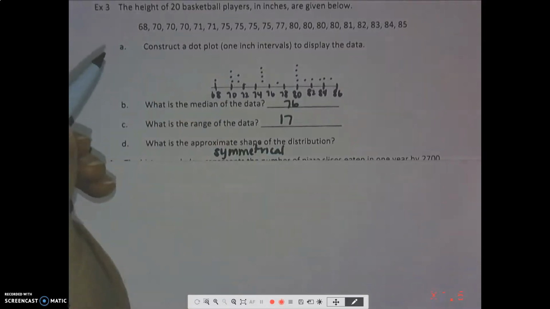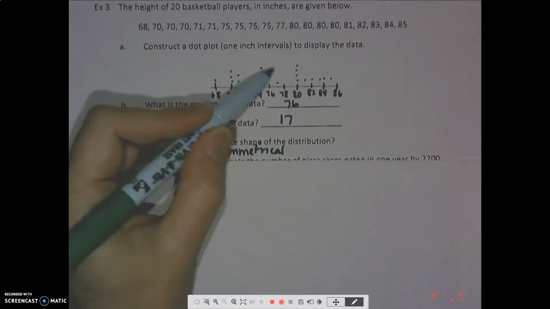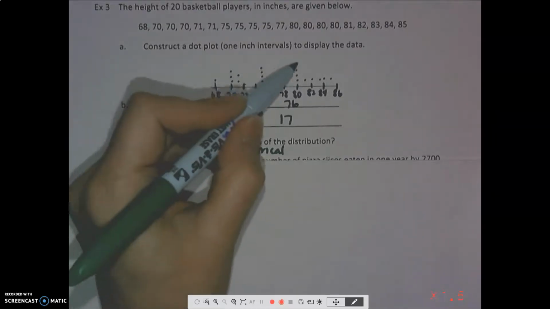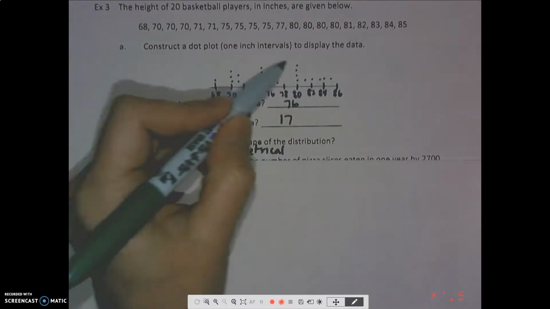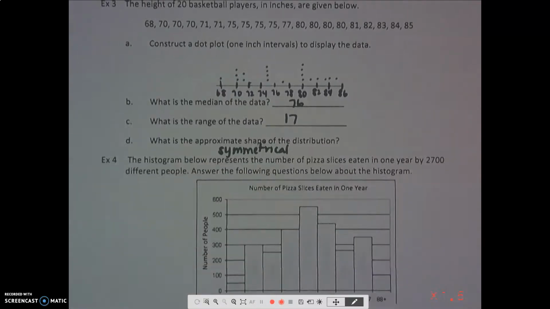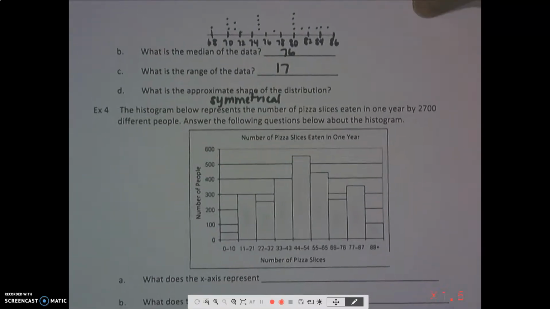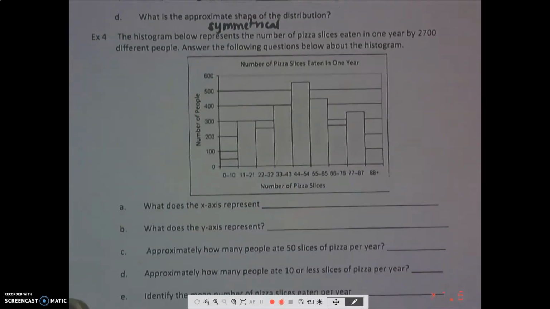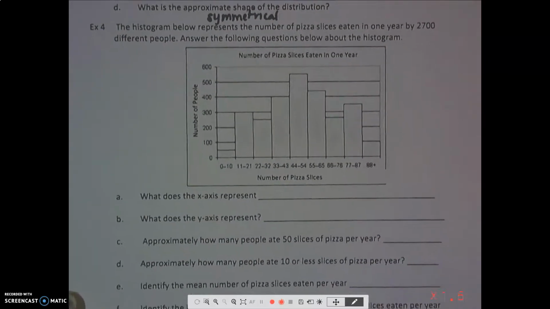So it's not skewed left or skewed right because of these ones that have more, but in general, it kind of goes in a symmetrical fashion. Okay. All right. So now the next thing we're going to do is be able to analyze a histogram. Okay. We're going to analyze this histogram.